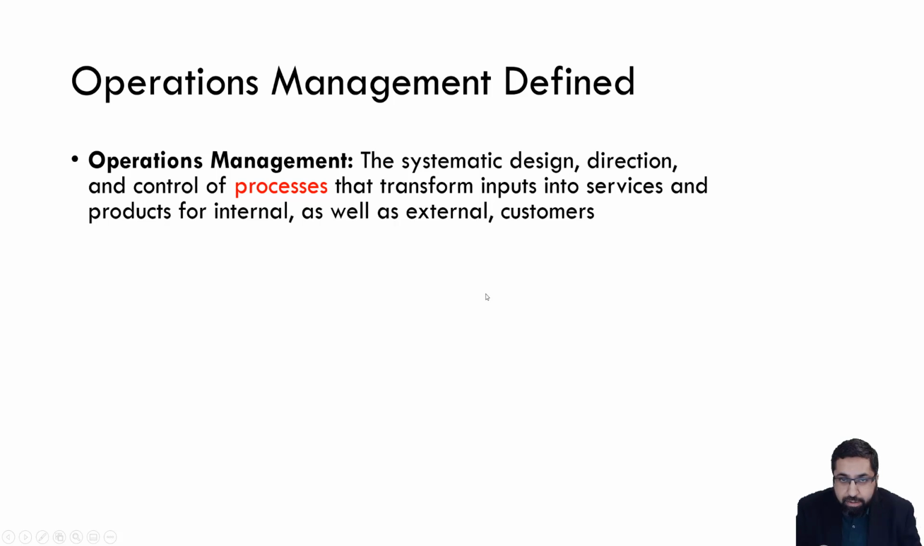So let's define operations management formally. Operations management is the systematic design, direction, and control of processes. What do these processes do? They transform inputs into services and products for customers. Sometimes the customers are internal.